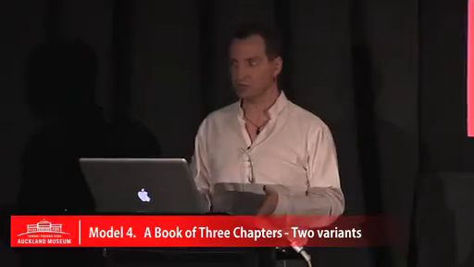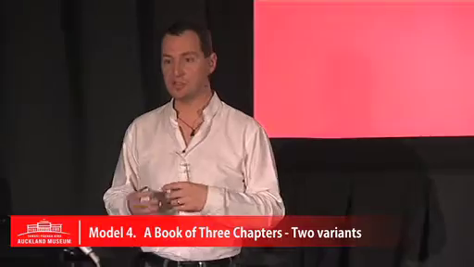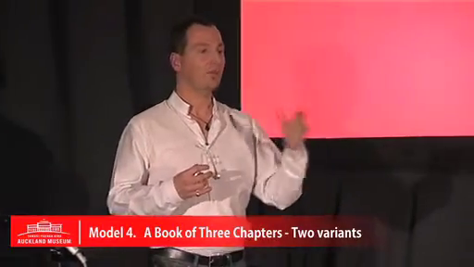So the final model we're going to look at is what I call the Book of 3 Chapters. And I think of this as like a travel guide. If you travel overseas, you might go to Sydney, you might buy the rough guide to Sydney or the blue guide to Sydney. And in that, you'll find the chapters that paint a portrait of that place. So there'll be a chapter on architecture, a chapter on culture, a chapter on the history. And each of those chapters builds up your picture of that place.